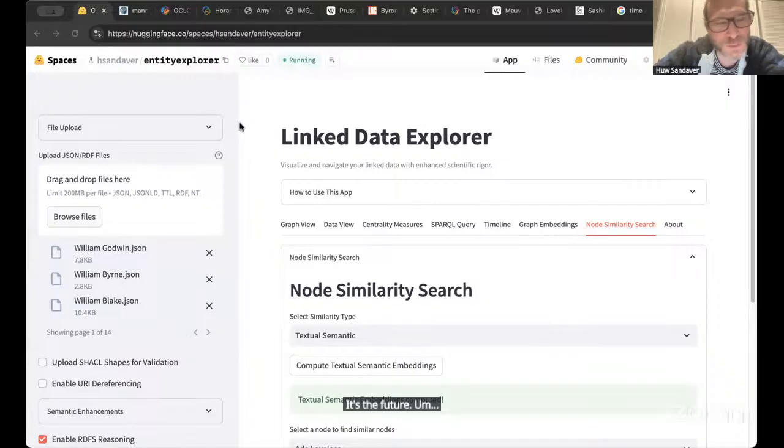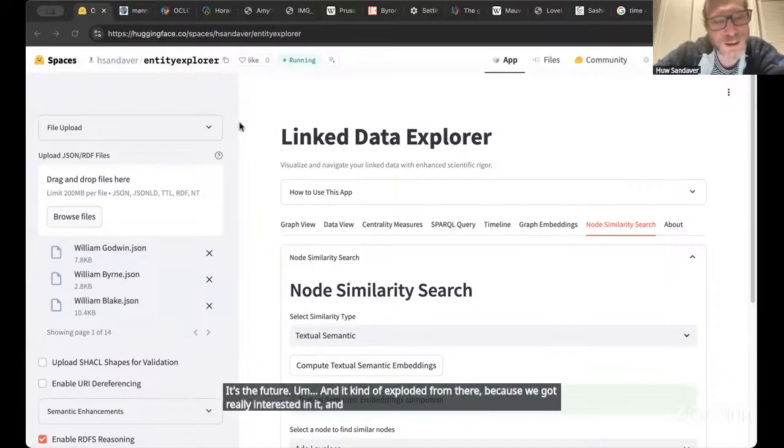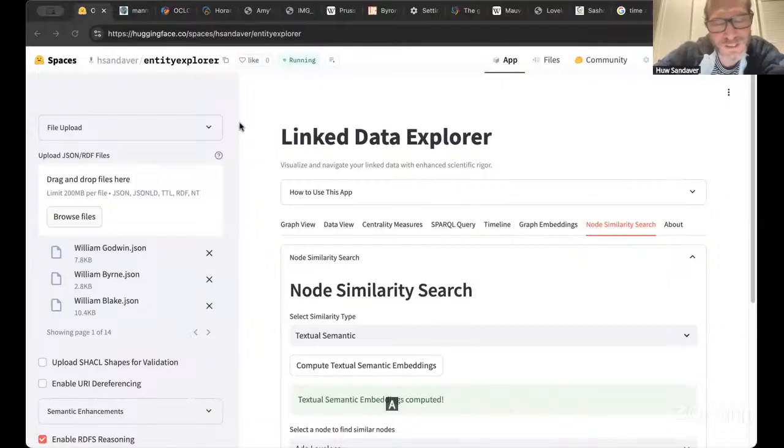And it kind of exploded from there because we got really interested in it and ran some projects. And I made a way of visualizing the data that we got out of Meridian that connected everything contextually to our special collections.